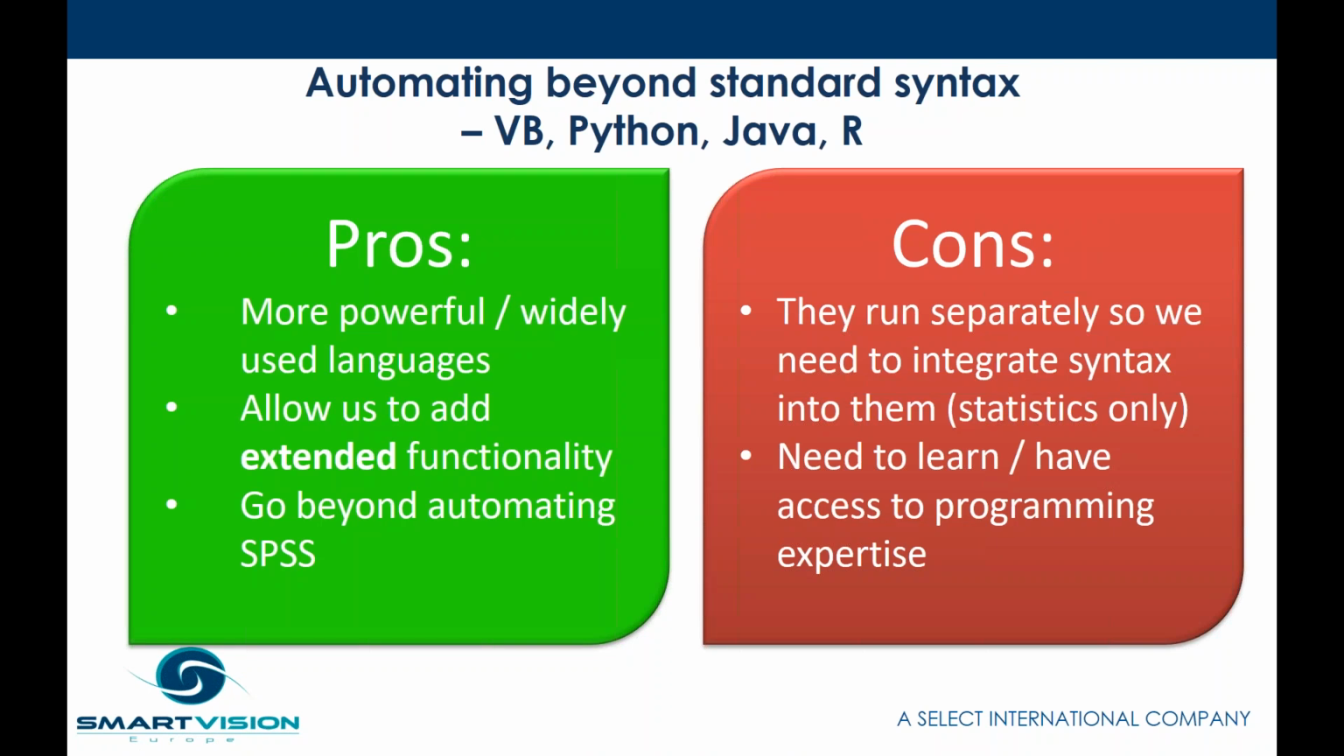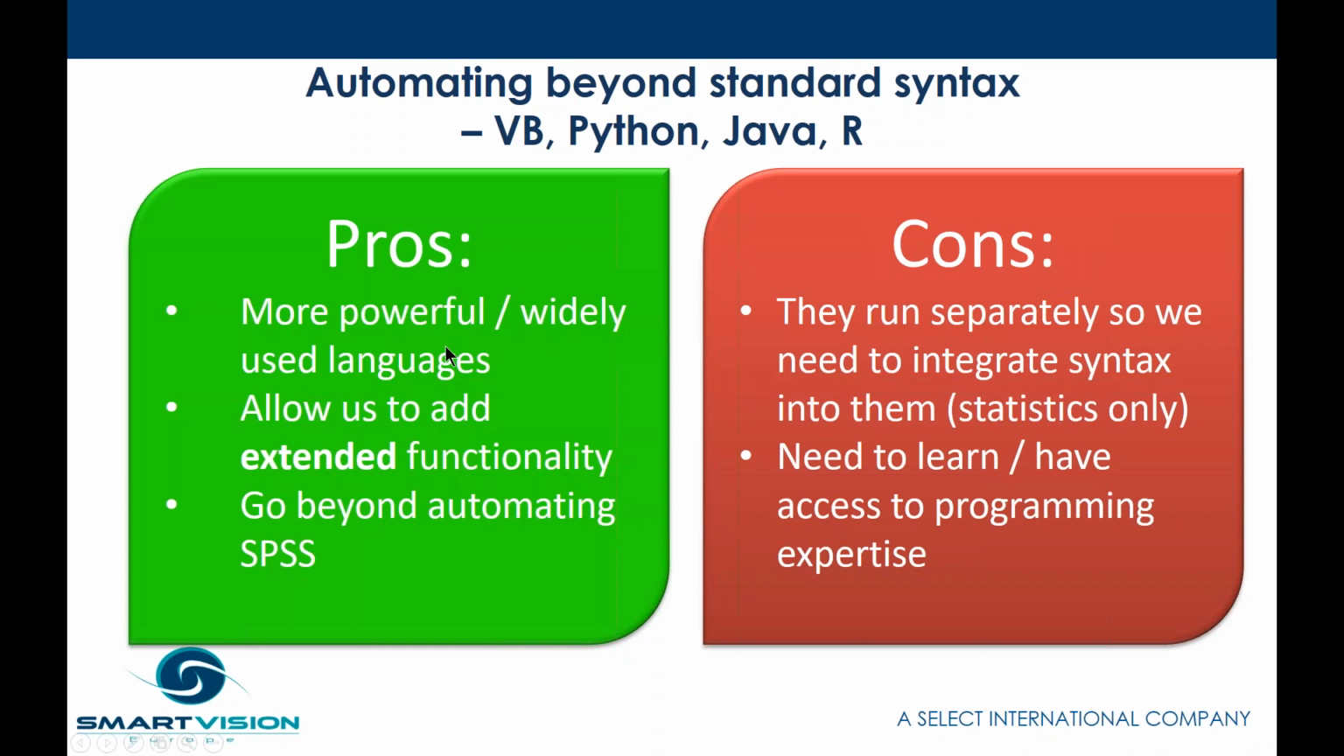So the other choices when we're looking at extending or automating to the next level are not macros, which are essentially SPSS syntax variations, but to use different languages. So VB, Visual Basic, Python, Java, and R are the main choices. There are some others as well, especially if you're automating from outside SPSS, which we'll come back to.